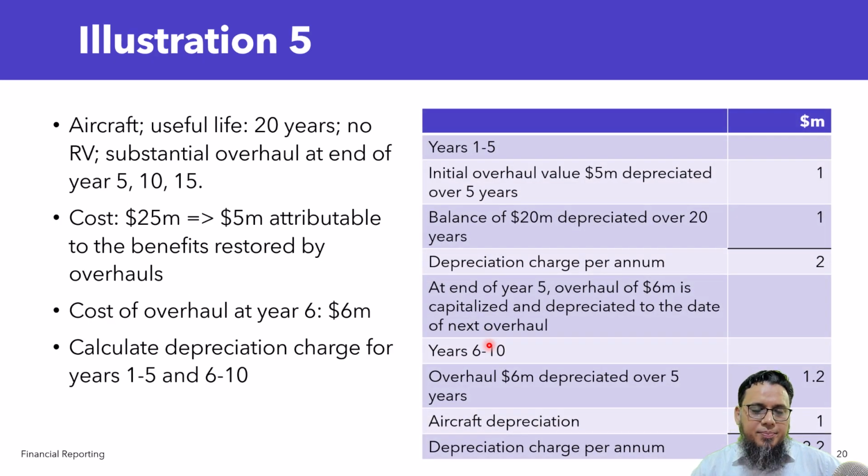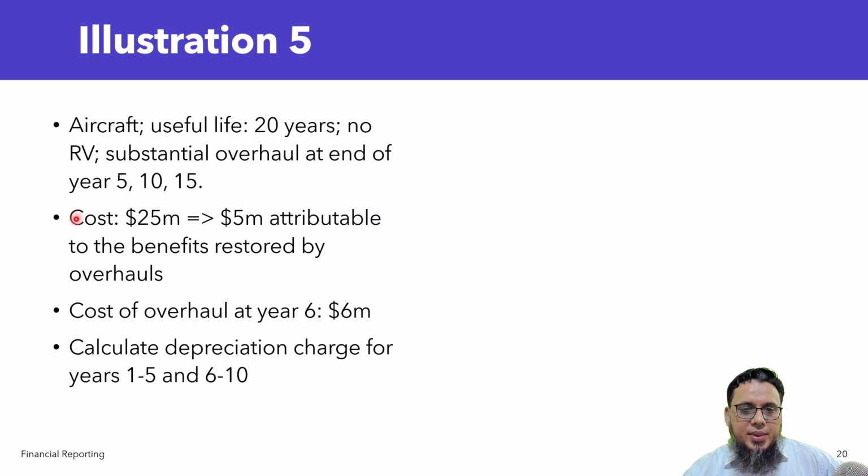Now, illustration. In this illustration, we are using an example of an aircraft with a useful life of 20 years, no residual value. We don't want to complicate things right now. Substantial overhaul at the end of year 5, 10, and 15. The cost of the aircraft is $25 million. $5 million is attributable to the benefits that are restored by overhauls.